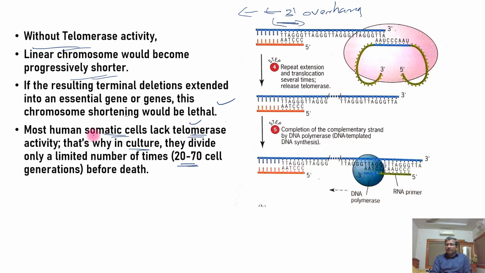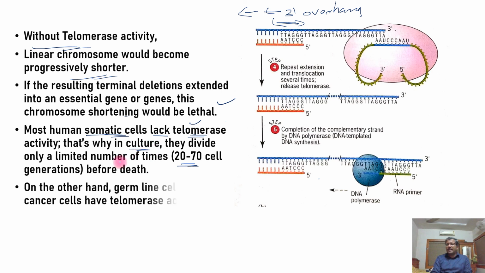So keep in mind, most of the somatic cells lack telomerase activity, and that's why they are mortal. They are not immortal because the telomerase activity is not there. They will undergo death after 20 to 70 cell divisions. Keep that in mind.